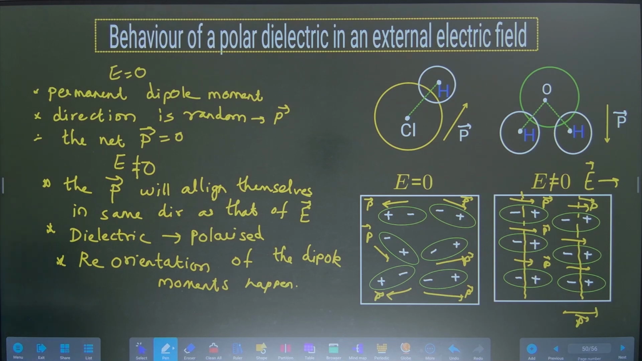You take a break, continue watching the video, because in the next page we will talk about the polarization which happened both in non-polar and polar dielectrics. Fine.